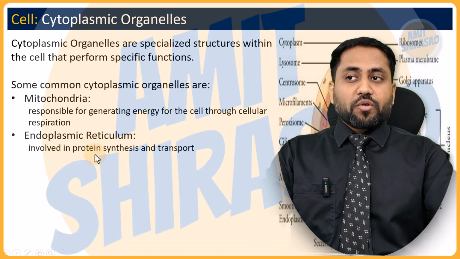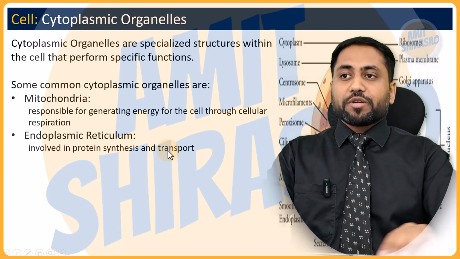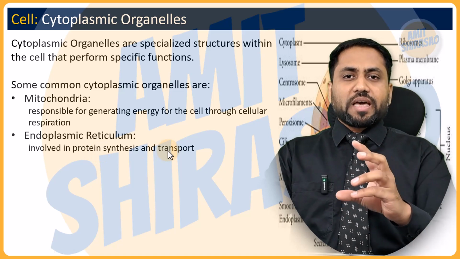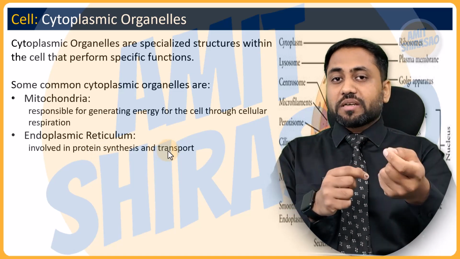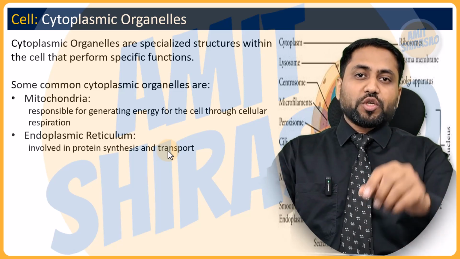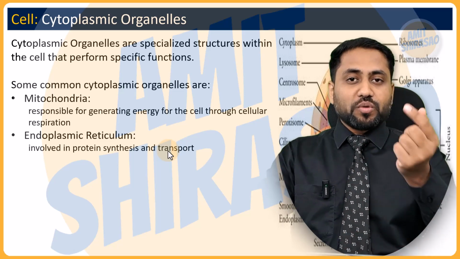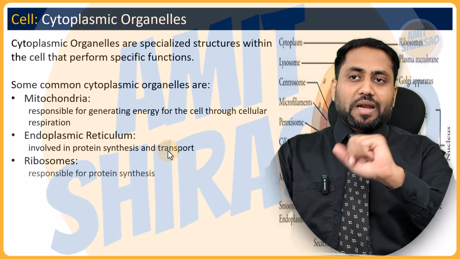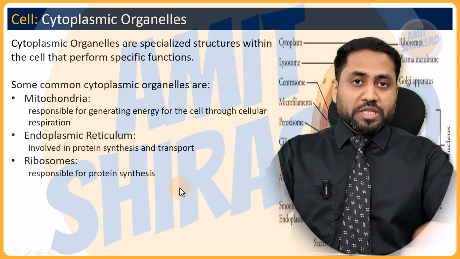Endoplasmic reticulum is involved in protein synthesis and transport. Endoplasmic reticulum can be either smooth or rough. It's homework for you to find out what the difference between the two is. Let me know in the comment section. Ribosomes are responsible for protein synthesis.